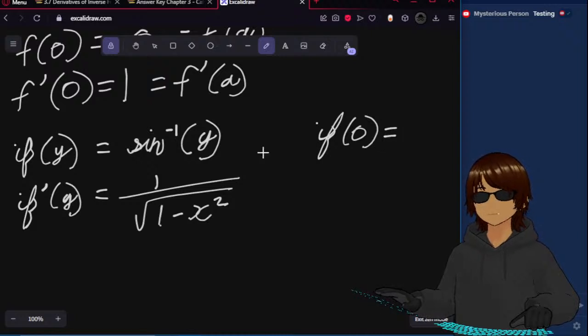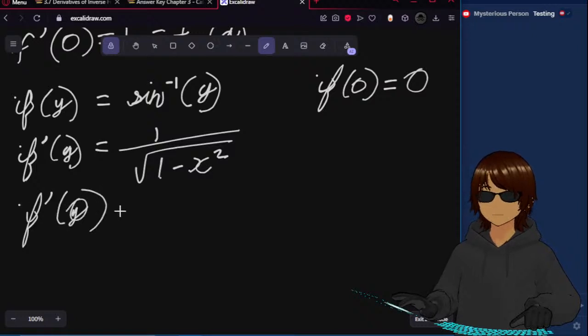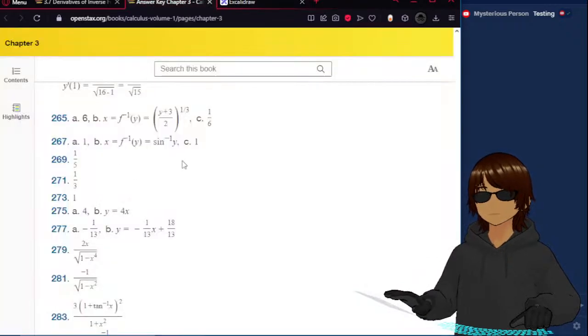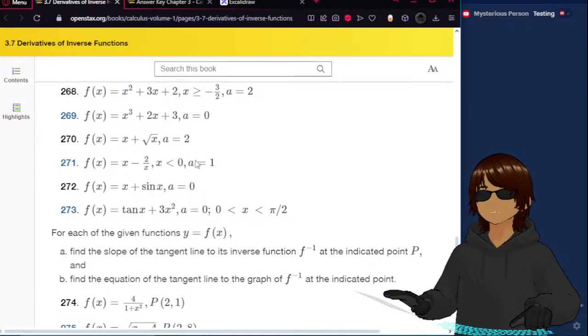This is 0. So the derivative at 0 is just 1. Yeah. Should I do more?